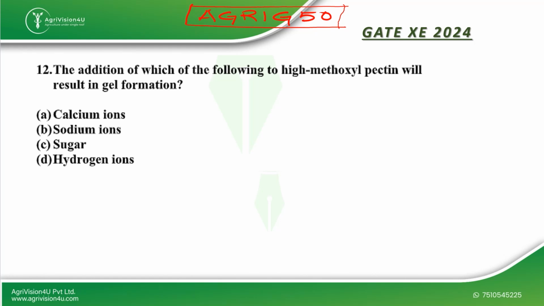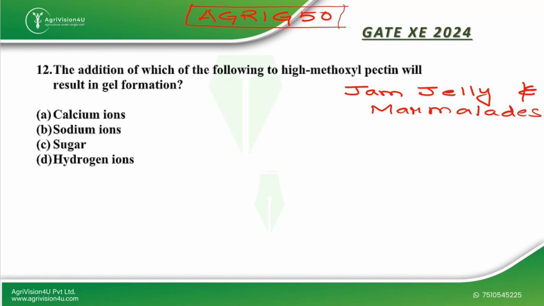Okay, so this question is from the topic jam, jelly and marmalades. Over here, first we'll discuss what is pectin. Pectins are natural substances which are found in fruits and vegetables. They are often used as a thickener and gelling agent in jam, jellies and other foods. There are two types of pectins.